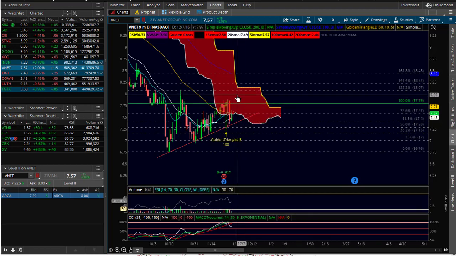And then if you're setting a normal stop like on Robinhood or another broker that doesn't have trailing, just make sure you're paying attention to your stop.